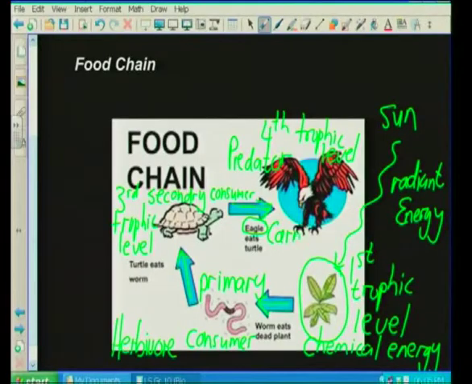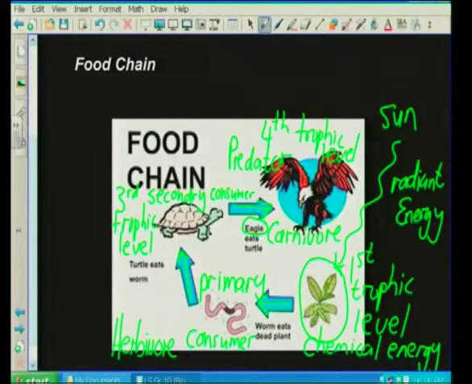Also, we can call the eagle a carnivore. I don't have more space here to write, so let's write it there. A carnivore. All these terms, I hope you're going to remember them all. A carnivore is an animal that eats other animals, or you can also say it's a meat eater. You could also say it's my final consumer.